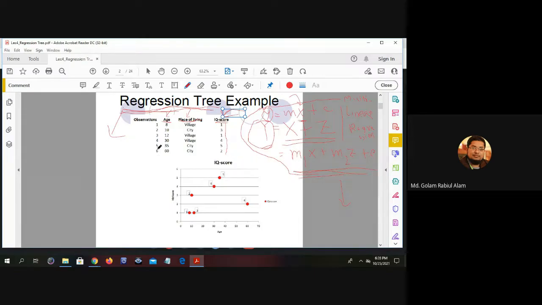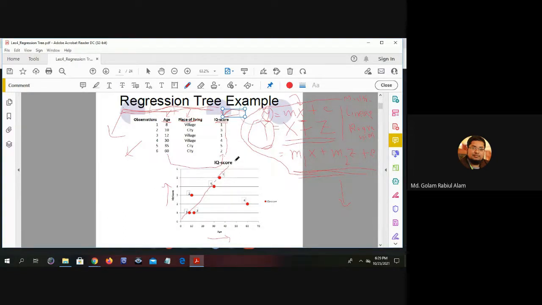Okay, before going to discuss this example, we can see this is the age and the IQ score. If we plot age and IQ score, trying to find the relationship between them, we can easily see that the data points are a little bit scattered. If we apply linear regression, the regression line will be like this.